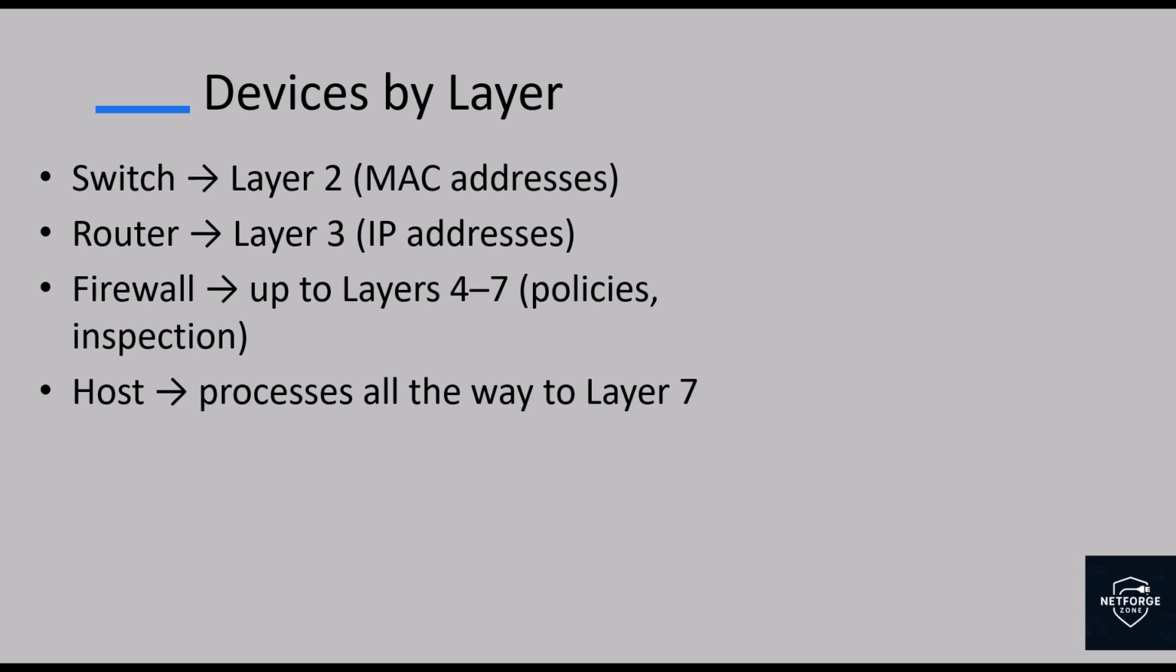Different devices care about different layers. Switches only look at layer 2 MAC addresses. Routers look at layer 3 IP addresses. Firewalls might look up to layer 4 or even layer 7 if they are inspecting applications. Hosts like your PC process all the way up to layer 7.